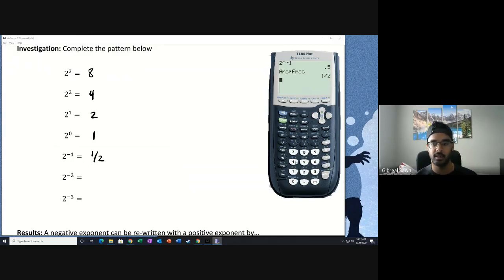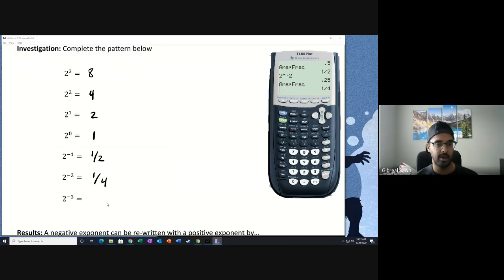2 to the power of -2. Well, I know what 2 squared is, I know it's 4. So let's see what 2 to the power of -2 is. 0.25. Now I'm going to turn that into a fraction as well, and you'll see that it's 1 over 4. That's kind of interesting. 2 to the power of -3.